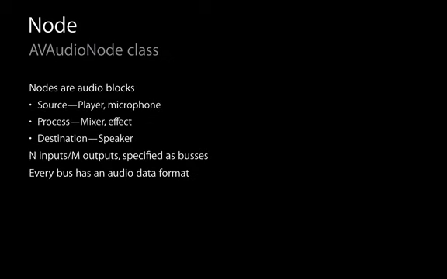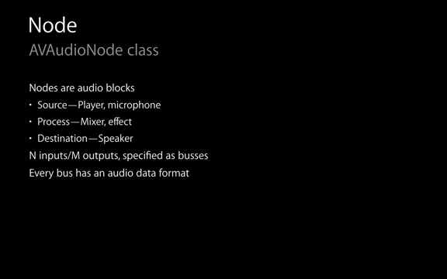So let's now talk about a node. A node is a basic audio block, and we have three types of nodes. There are source nodes, which are nodes that generate audio. And examples of this are the player or the input node. You have nodes that process audio. So they take some audio in, do something to it, and push it out. And examples of this are a mixer or an effect. You also have destination nodes that receive audio and do something with it.